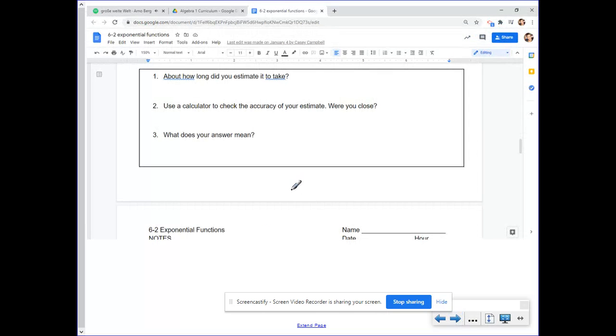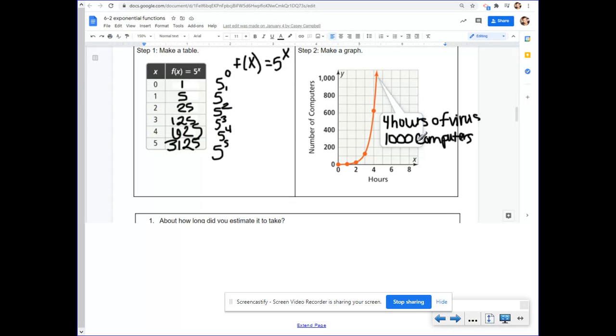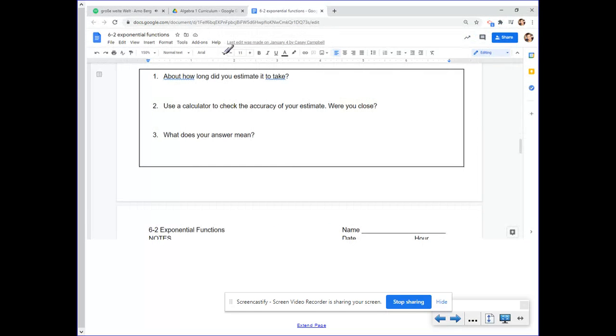The last thing says about how long did you estimate it to take? Oh, I guess we have a question at the top. It says, how long will it take for the virus to spread to the entire network? Okay, so their network is 1,000 computers. Well, how long did we just figure out would get to 1,000 computers? So that's your answer to number 1, 4 hours.